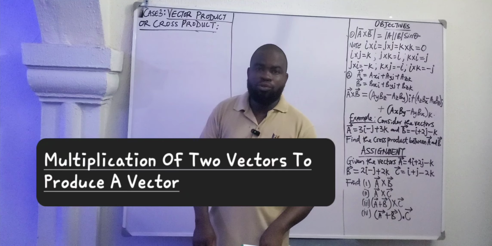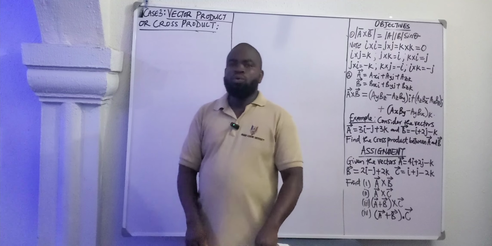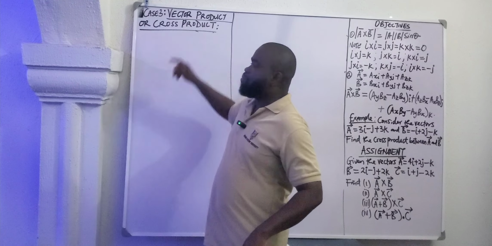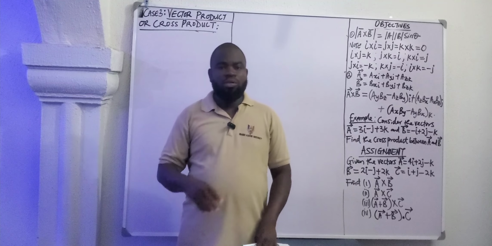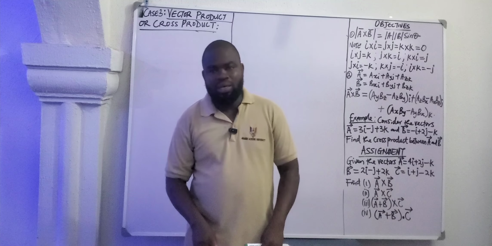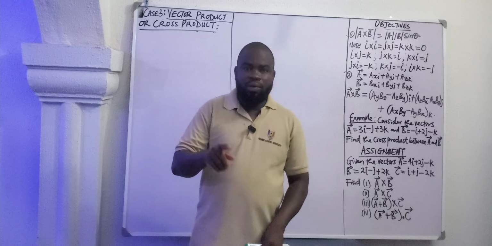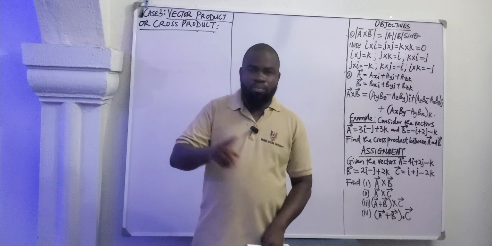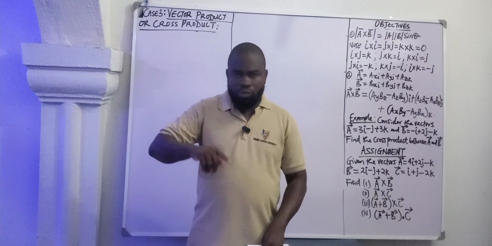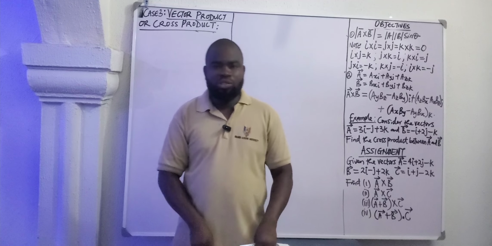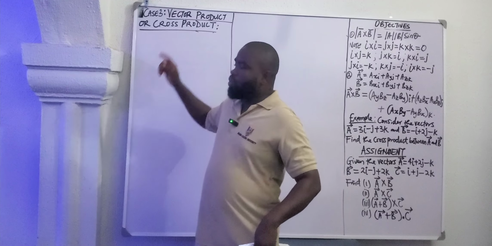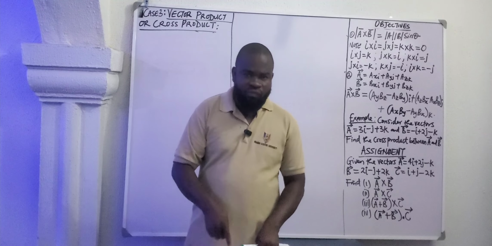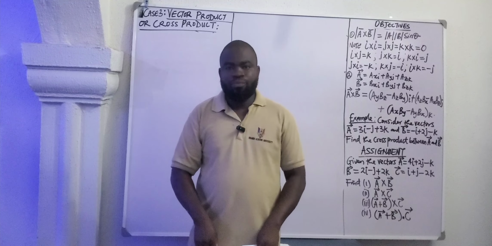In our class of today, Physics 101, we will look at vector product or cross product. This is a follow-up on our last class, scalar product or dot product. In that class, we multiply two vectors to obtain a scalar quantity. In this class, we will multiply two vectors to obtain a vector quantity.